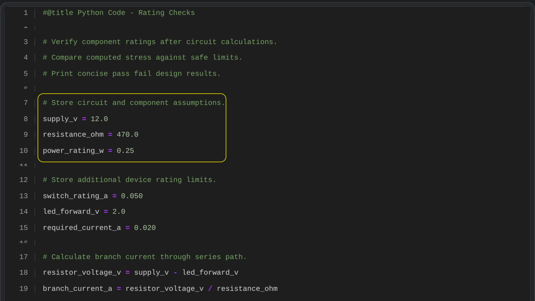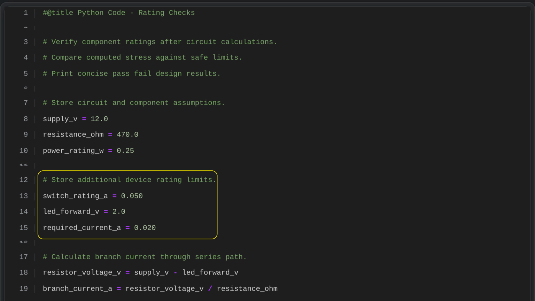We begin by defining the circuit's basic values: a 12-volt supply, a 470 ohm resistor, and a resistor power rating of 0.25 watts. These assumptions set the voltage source, the resistance in the circuit, and the maximum safe power the resistor can handle. Set the switch current rating to 0.05 amperes, the LED forward voltage to 2 volts, and the LED operating current to 0.02 amperes. These key values ensure the switch and LED operate safely and properly within the circuit.